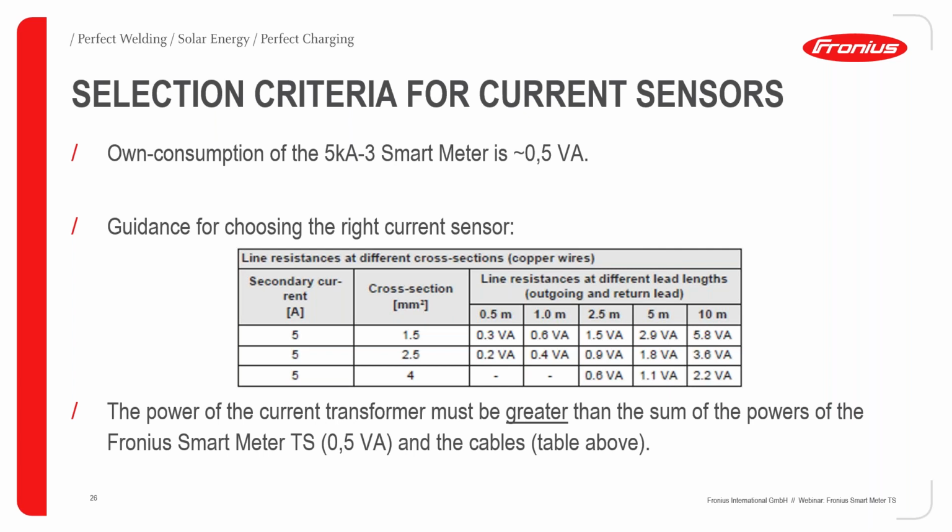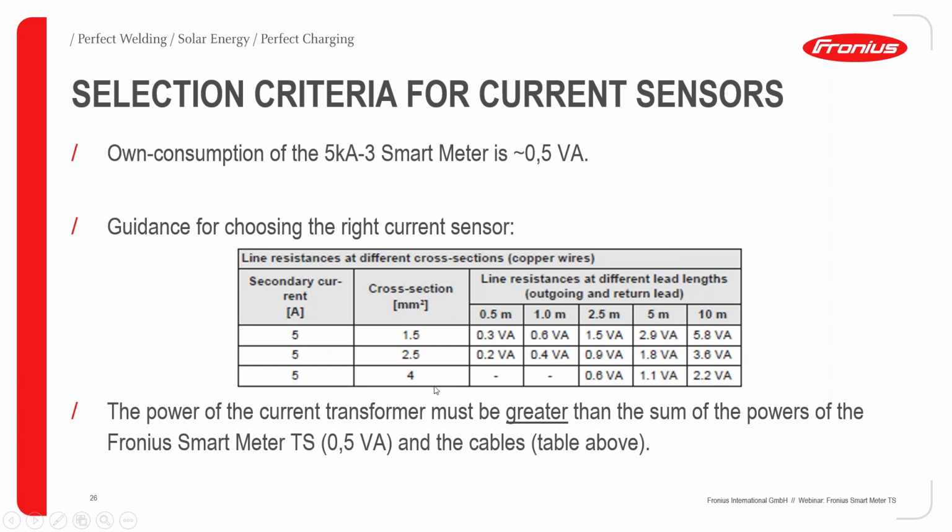The second thing is, of course, the length and the cross section of our line between smart meter and current transducer. So the power of the current transformer must be greater than the sum of the power of the Fronius Smart Meter, so the 0.5 volt amps, and the line resistance of the cable. That's what we tried to list here for you, just as a short example.